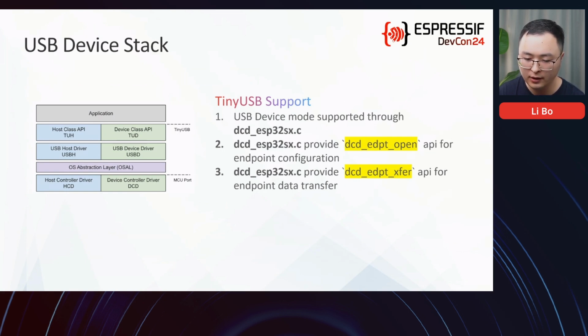The support of the USB device mode is provided by the DCD port level implementation. The DCD ESP32 provides some necessary functions like DCD endpoint open to configure the endpoint, and DCD endpoint transfer for the endpoint data transfer, and other functions for the bus configuration, bus reset, and other things.